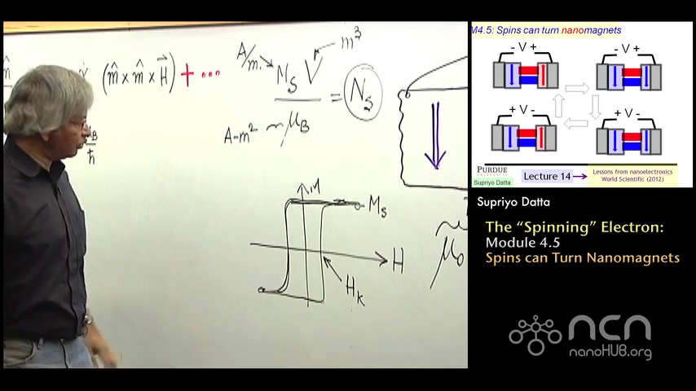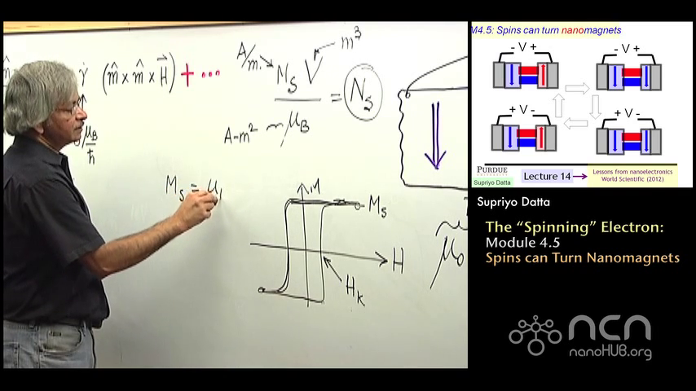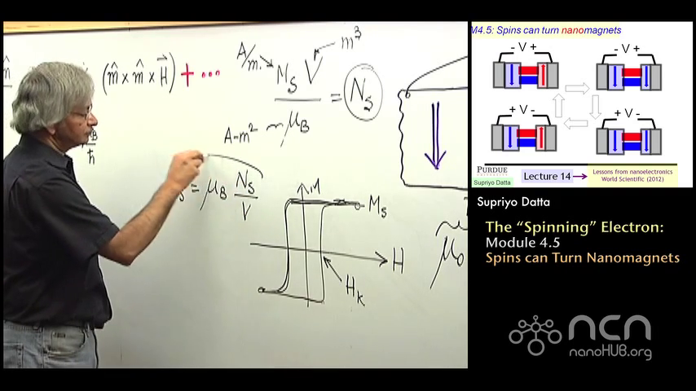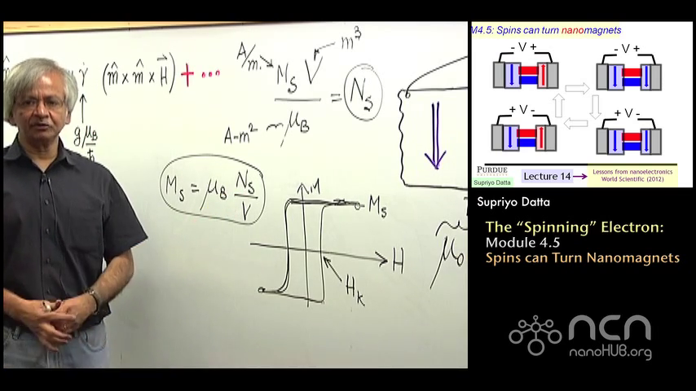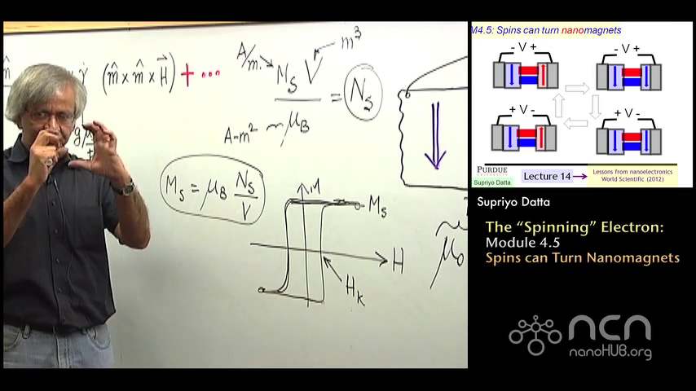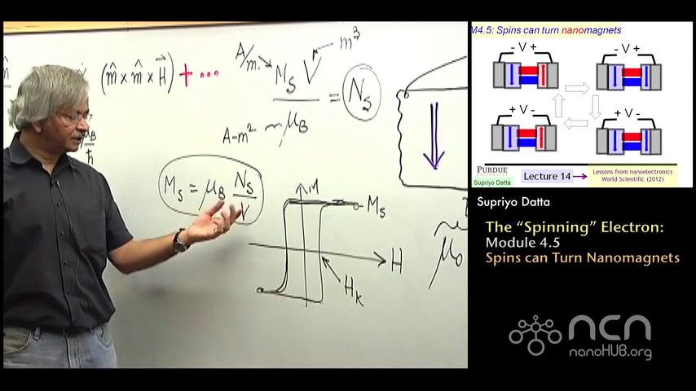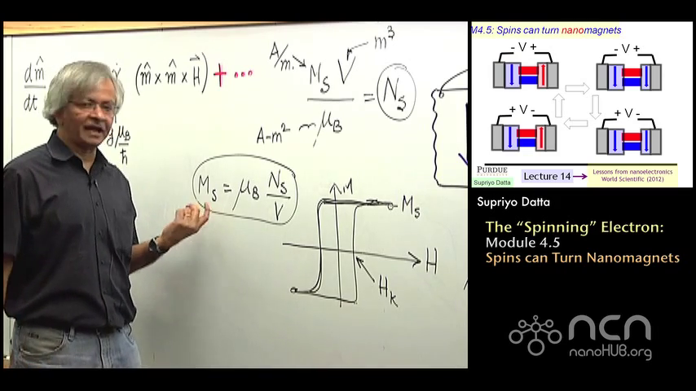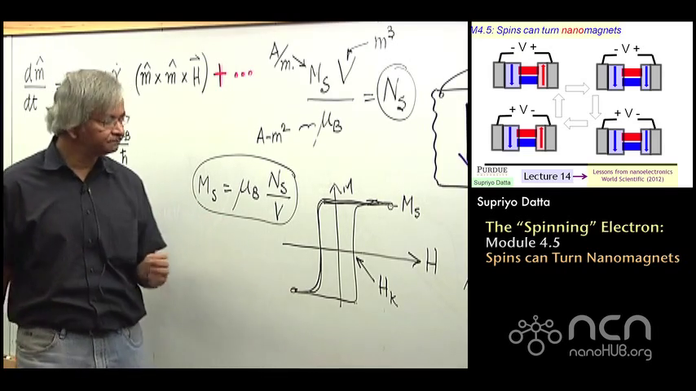So you could view the saturation magnetization then as mu B times the number of spins per unit volume. What you can easily do is assume that you have about 1 spin per atomic volume, you know the size of the space occupied by an atom. If you take 1 spin per atomic volume and calculate MS, you'll get the typical numbers people have in magnets. We'll do that in one of the homework problems. We'll go through the numbers, actually.